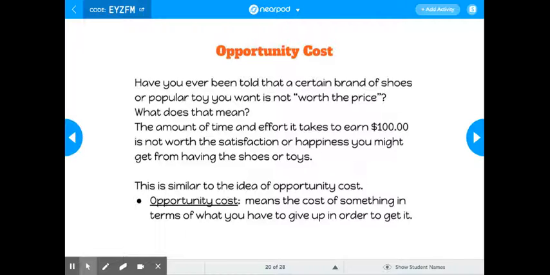So we want to make sure that the cost we pay is worth what we get from our good or service. So the opportunity cost means the cost of something in terms of what you have to give up in order to get it. If I want to get these shoes, I have to give up my money. And in order to get the money, I have to give up my time and my energy. As children, you may not see what you have to give up because you're not the ones earning the money. So, opportunity cost is something that you'll be learning a little bit more about.